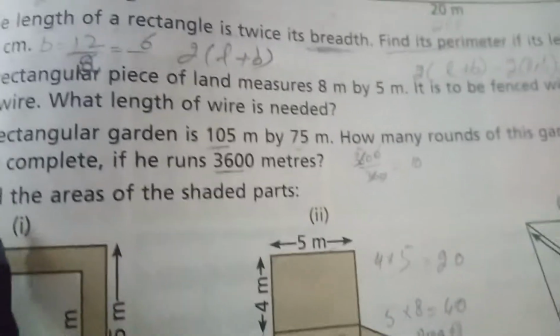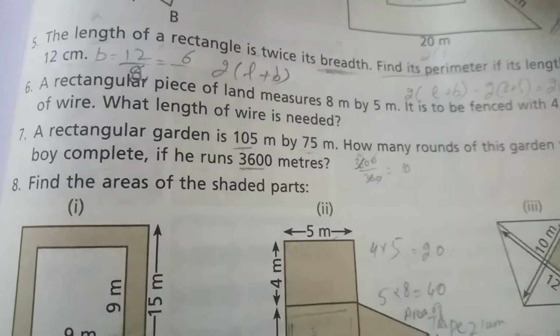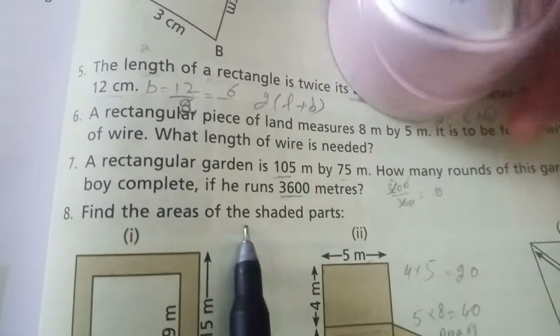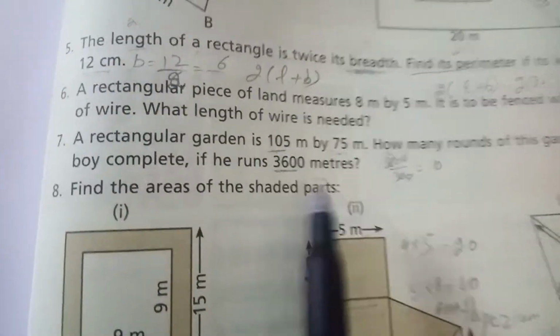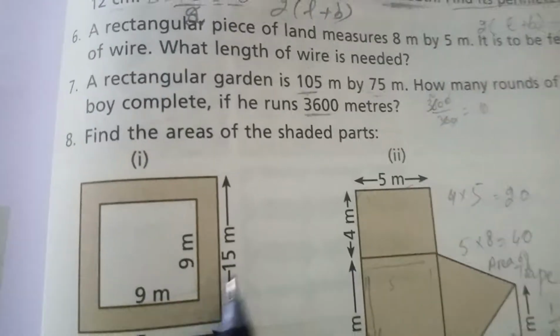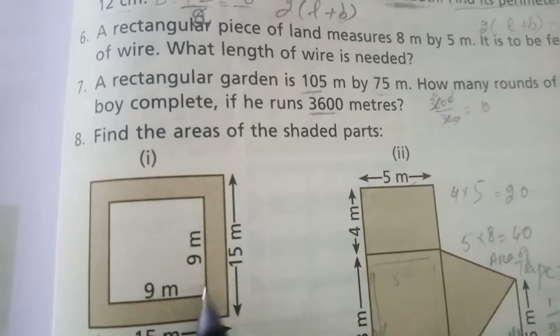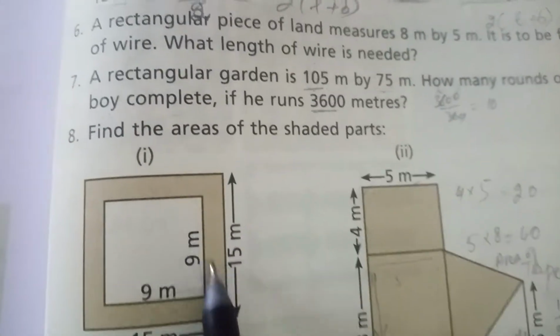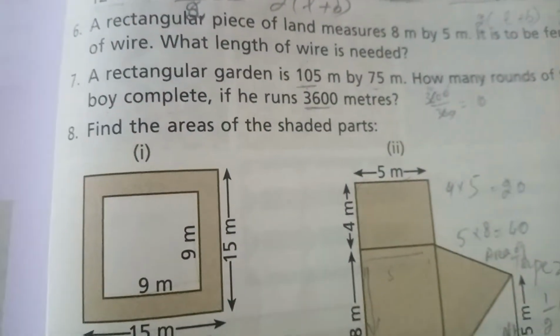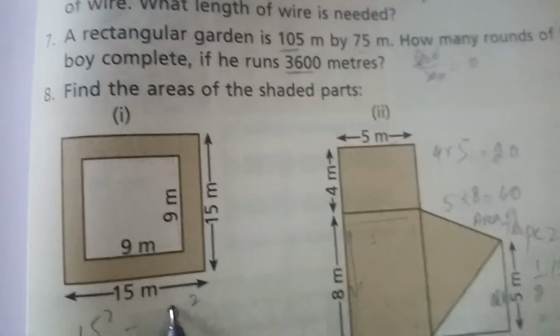In question number 8, you have to find the shaded areas. Find the areas of the shaded parts. The square has the shaded area around its 4 sides. First you have to find the greater area, then the smaller square area, then subtract the smaller from the greater area, like this.